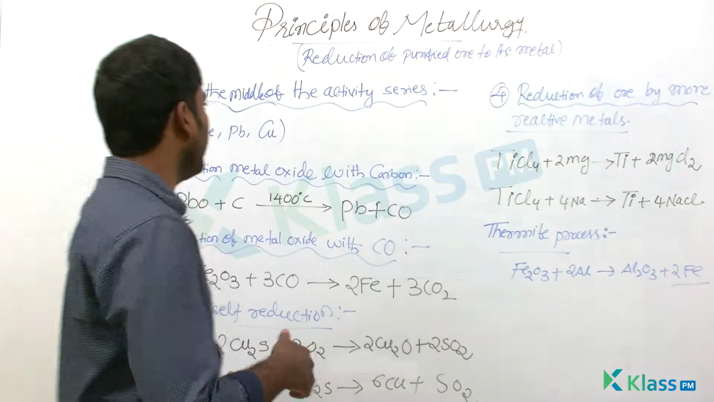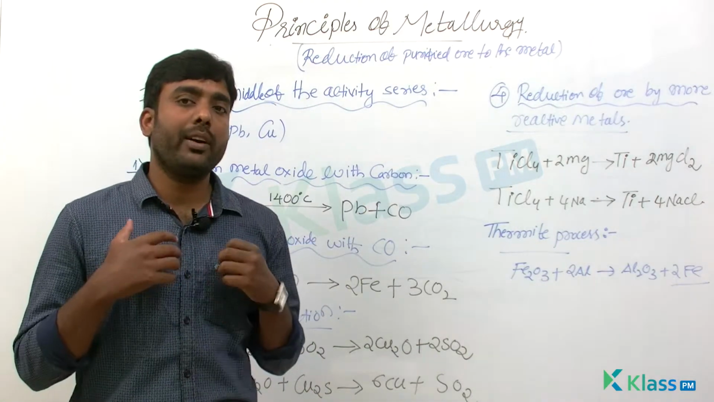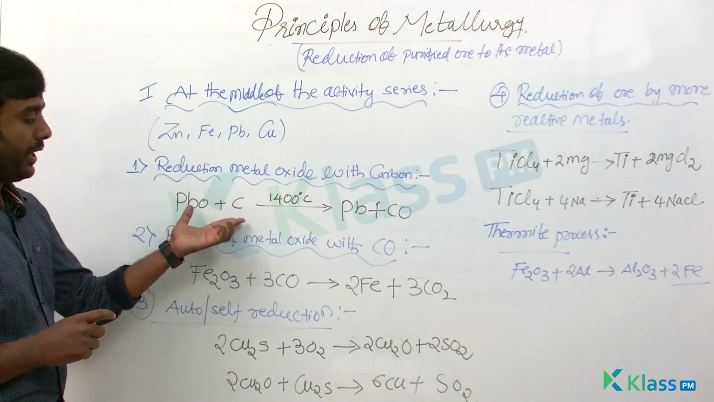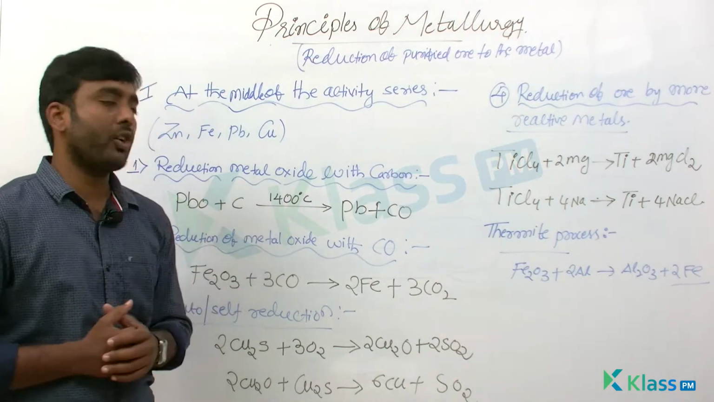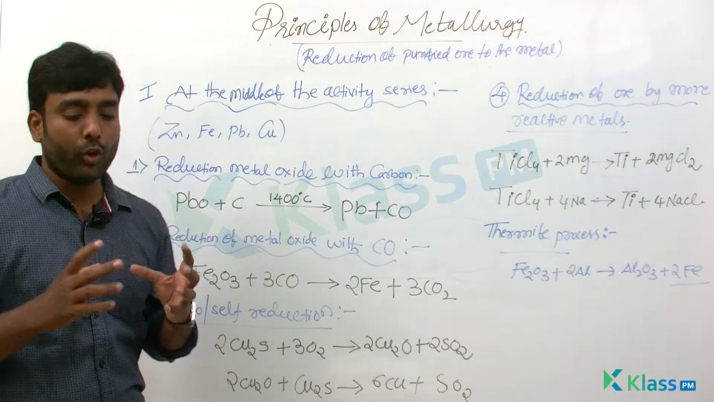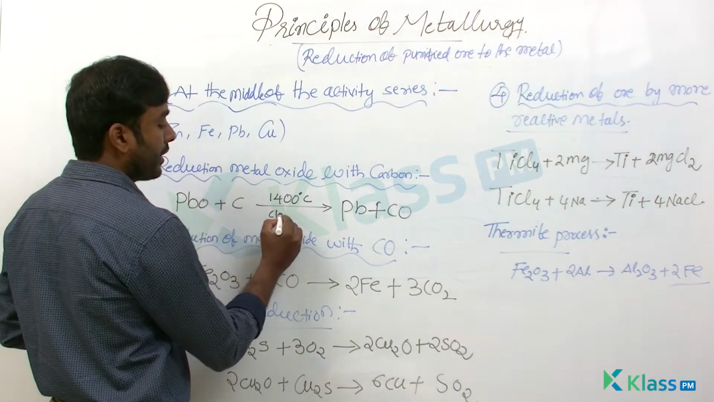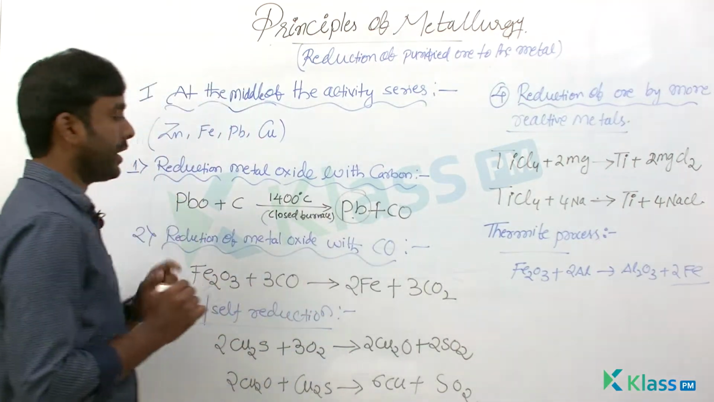The first method is reduction of metal oxide with carbon. We can take an example here. Lead oxide is heated with carbon, that is coke, at a temperature of 1400. Generally we carry out this reaction in a closed furnace. So we will get the metal from its metal oxide.